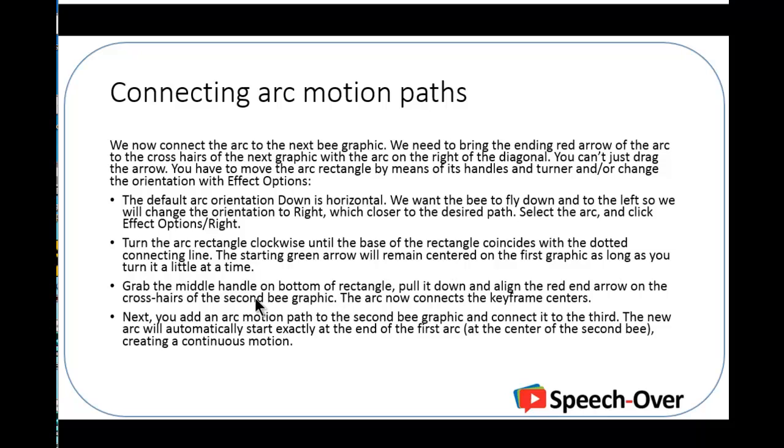You have to grab the middle handle on the bottom of the rectangle, pull it down, and align the red arrow on the crosshairs of the second B. Now the arc connects the keyframe centers.